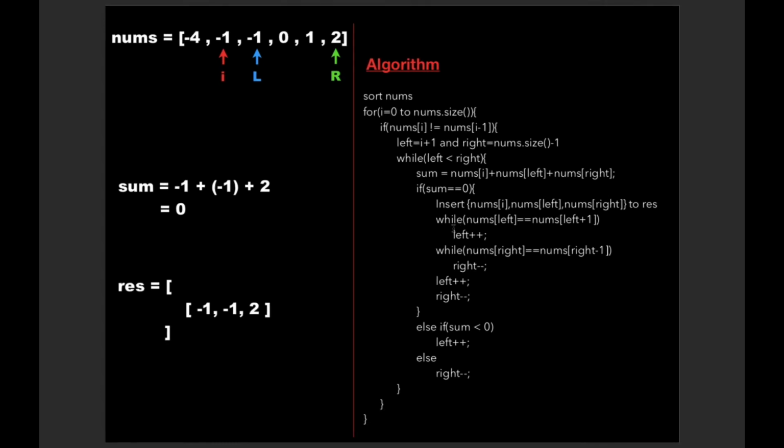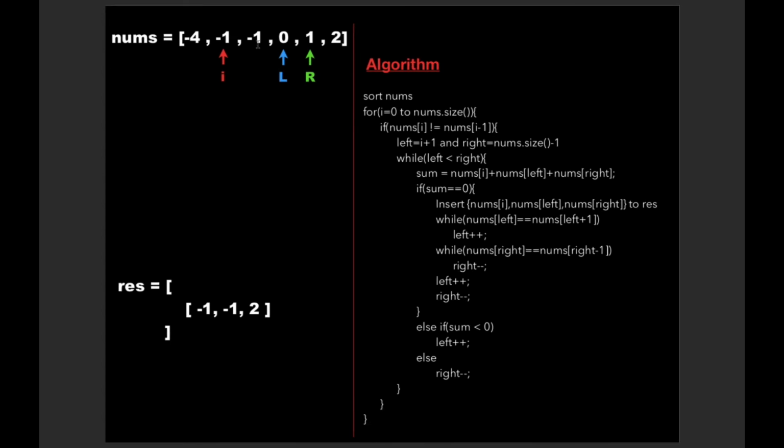And then we increment the value of left if nums of left is equal to nums of left plus 1. That is, if the value pointed to by the left pointer is equal to its succeeding value, then we increment the left pointer. Similarly, if the value pointed to by right is equal to its preceding value, then we decrement the right pointer. And finally, we increment left and decrement right, since we got the first triplet.